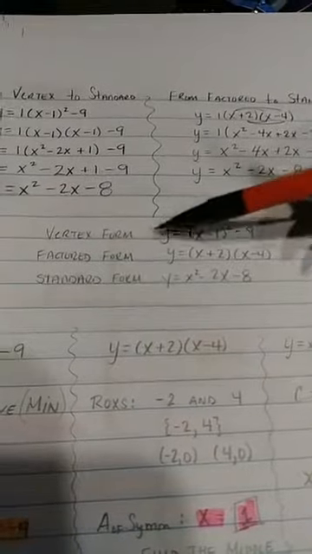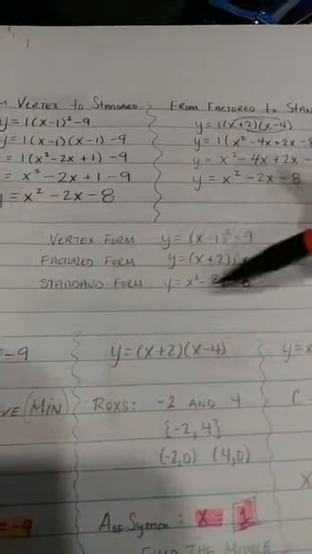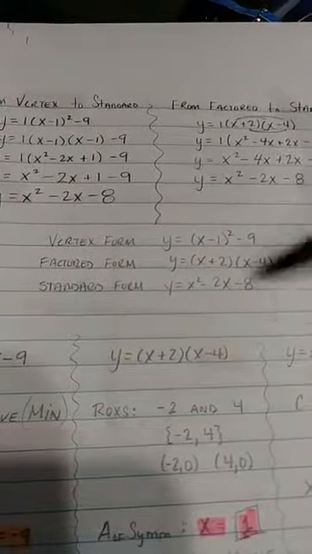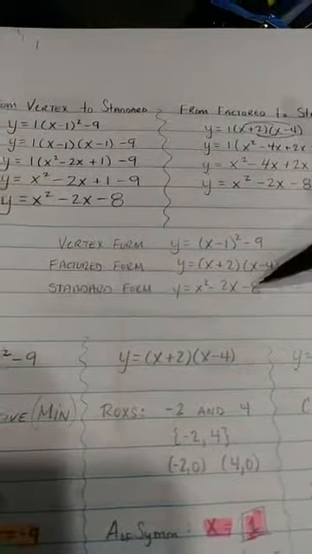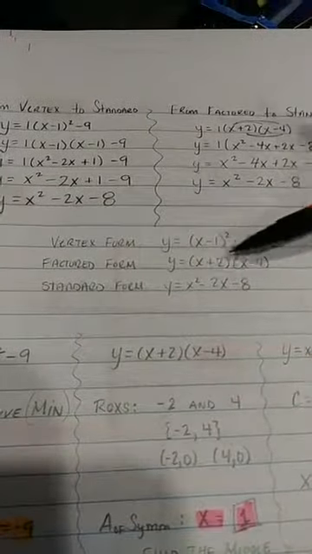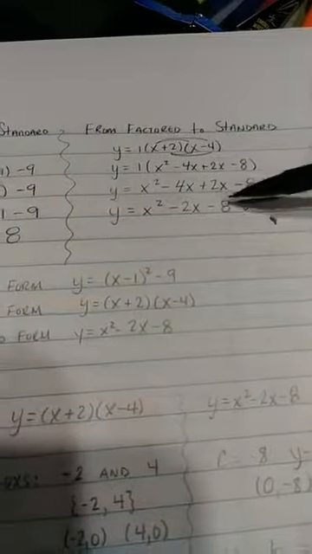So vertex form, factor form, standard form. And remember, all of these forms represent quadratic equations. So the largest exponent you should see is 2. And I see it there, and I see it here, but I don't see it there. But remember, it shows up when you multiply it out.